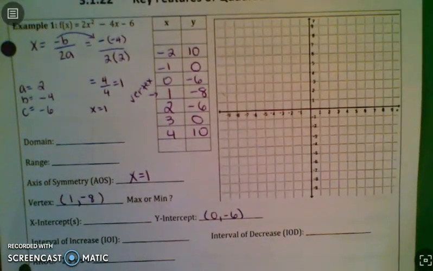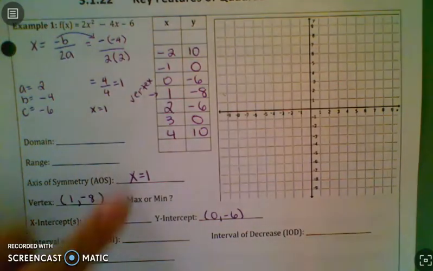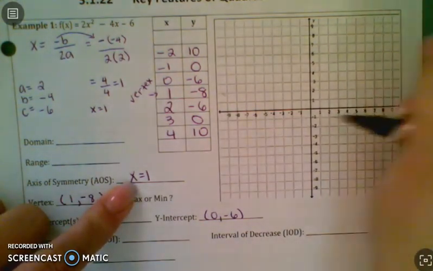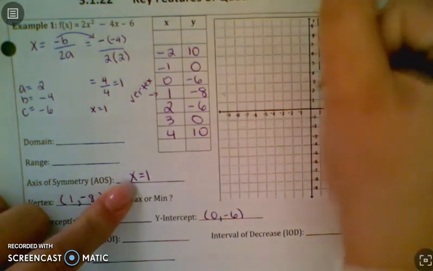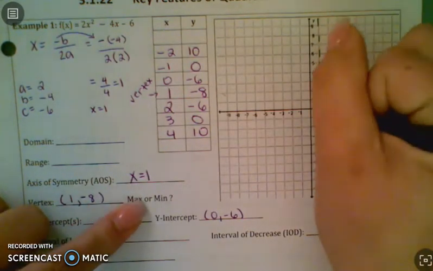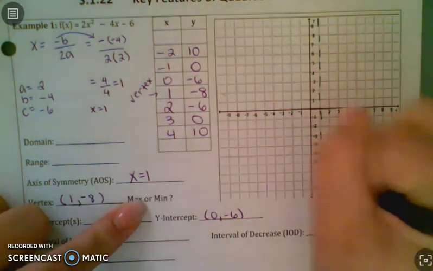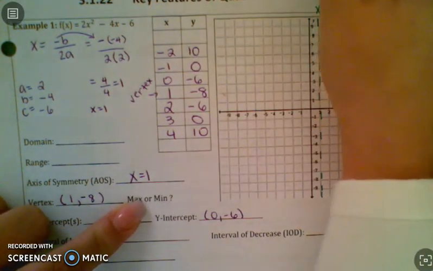So the first thing I want to do when I'm graphing is I'm going to put the axis of symmetry on my graph. So x equals 1 means I go on the x-axis to 1 right here, and I'm going to put a dashed line up and down. And that is x equals 1.